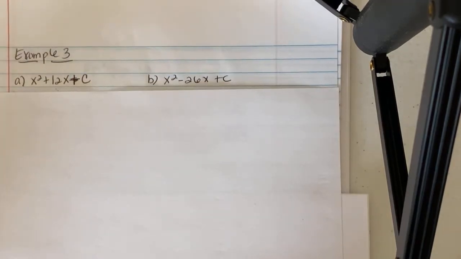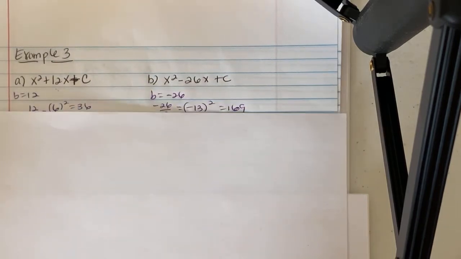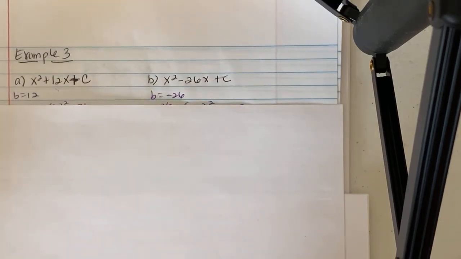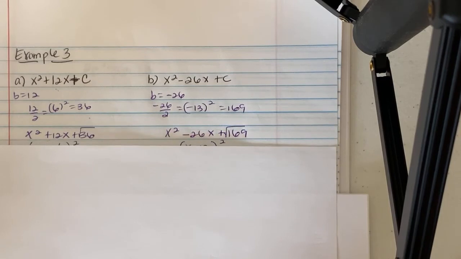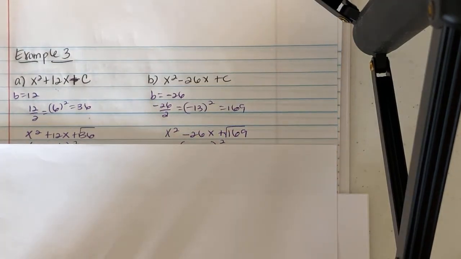I'm going to pause the video right now. If you worked the problem exactly like part A, the first thing you would have done is identified your b value. Your b value should have been negative 26. After you take the negative 26, you're going to take half of the value. It makes it negative 13, and squared becomes 169. So you're going to rewrite your problem as x squared minus 26x plus 169.